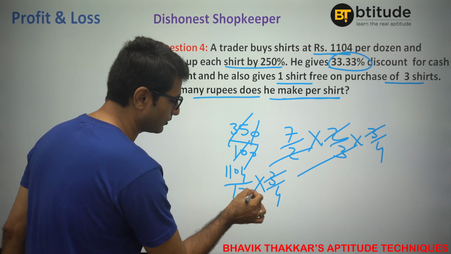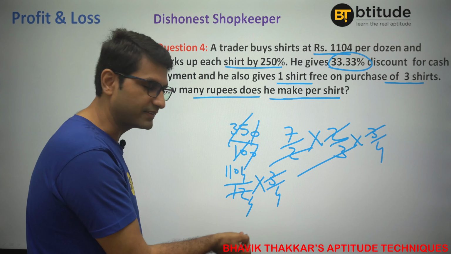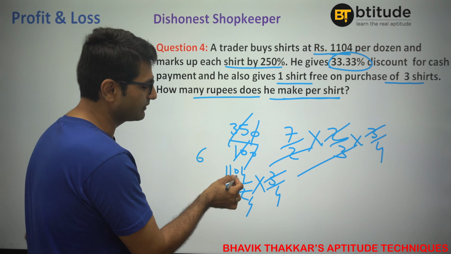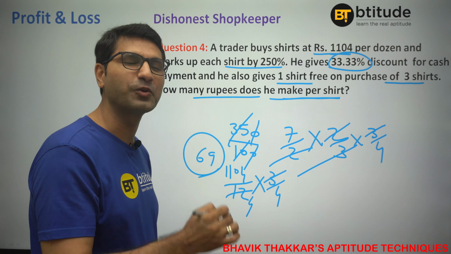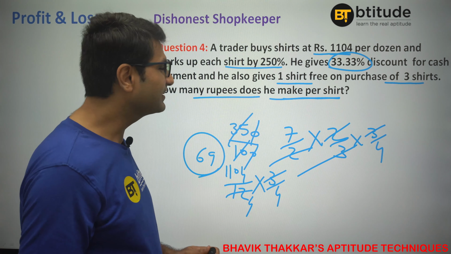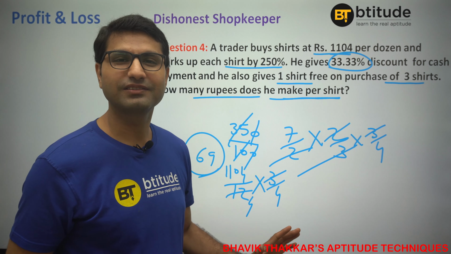Now I think you can actually calculate. 4 4s are 16, 1104 divided by 16, 16 6s are 96, 144, 16 9s are 144. So he is making 69 rupees per shirt. Getting this? So this is how easily we could have done this question.